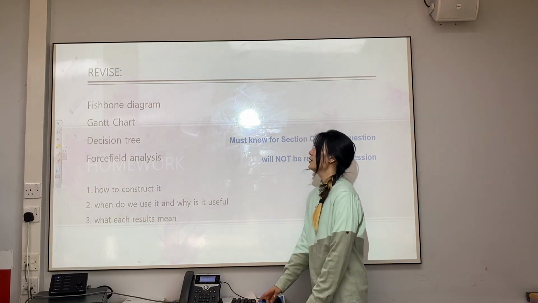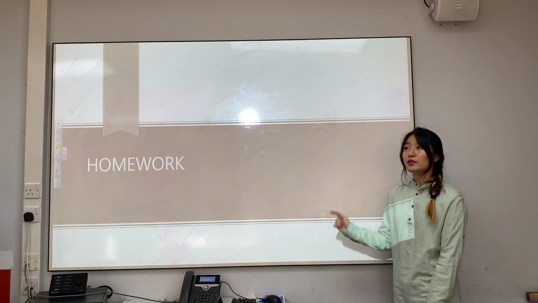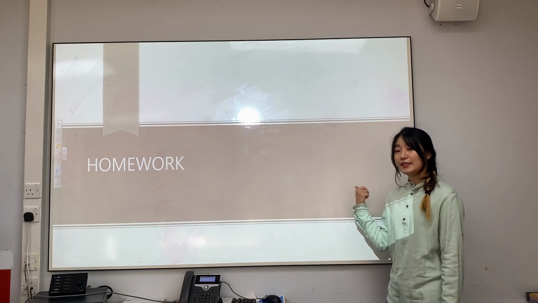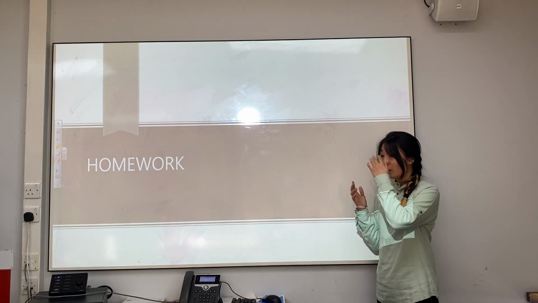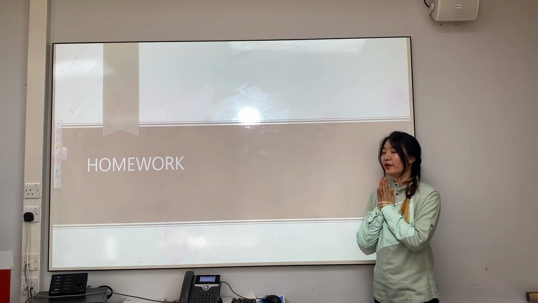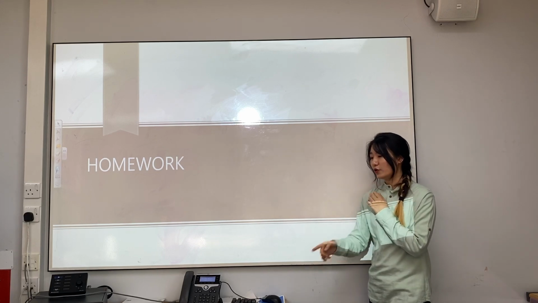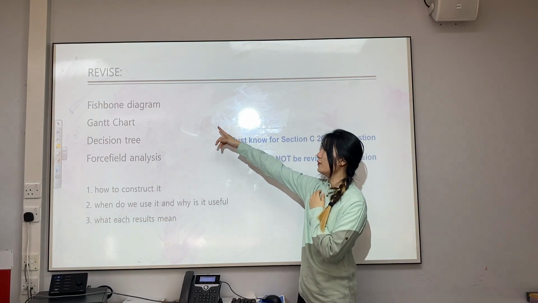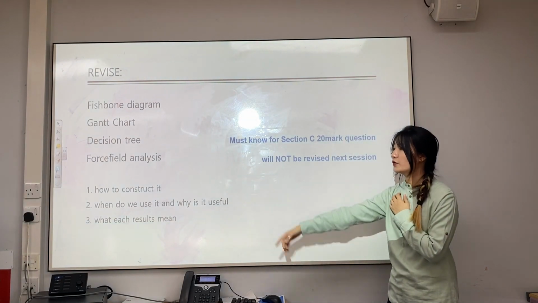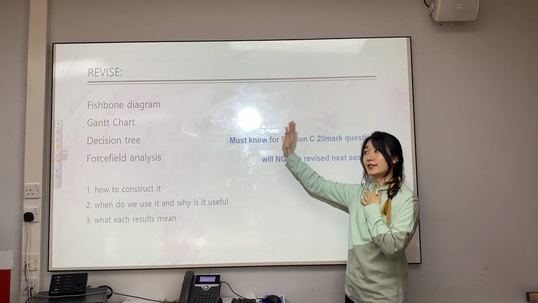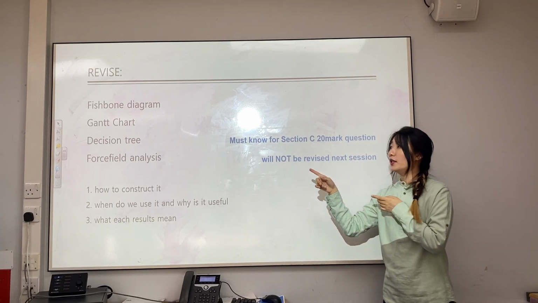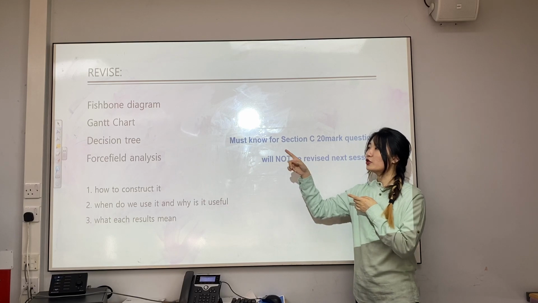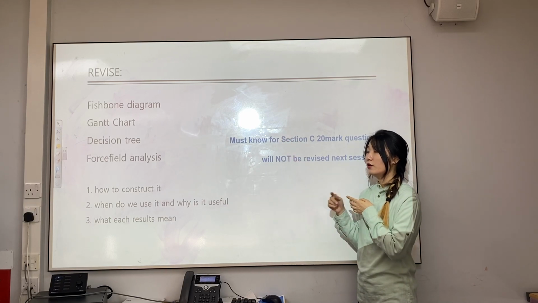Okay, so this is homework, and next week we're going to be covering section C. That means your 20-mark answers. Those require a lot of analysis as well as your knowledge on these kinds of things. Fishbone diagram, Gantt chart, decision tree, force field analysis. One of them is definitely going to show up. Often it's decision trees, but make sure you know what each of them are.